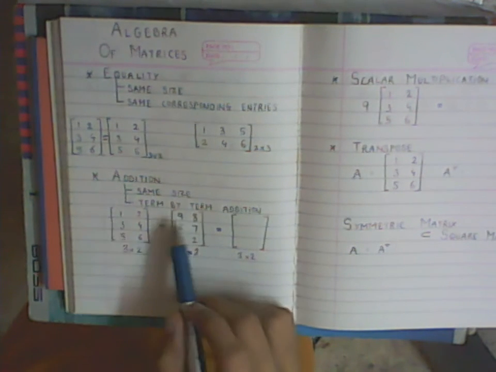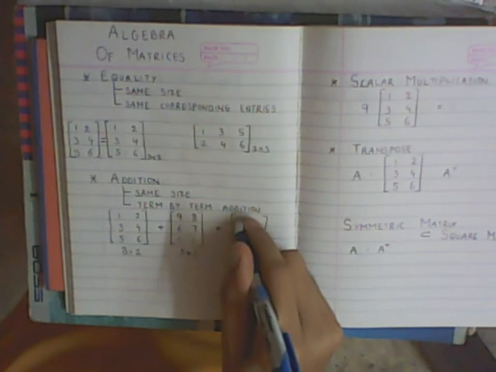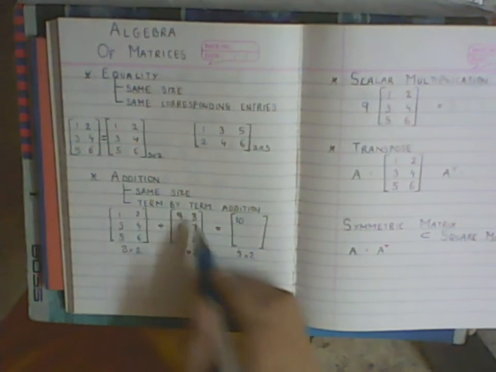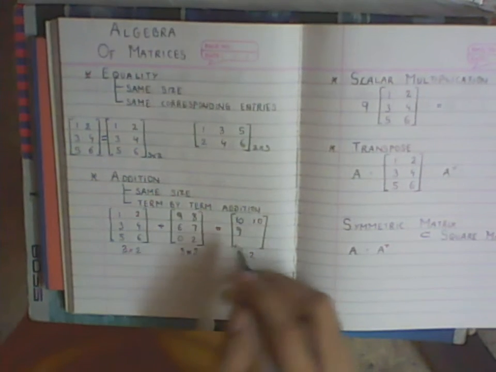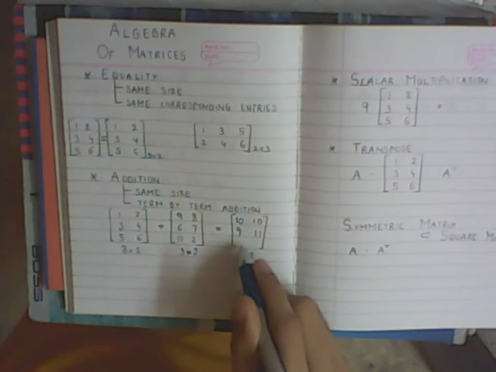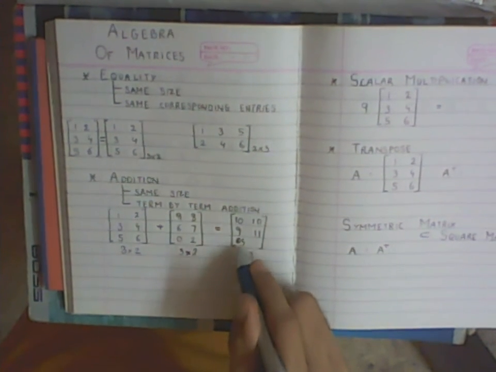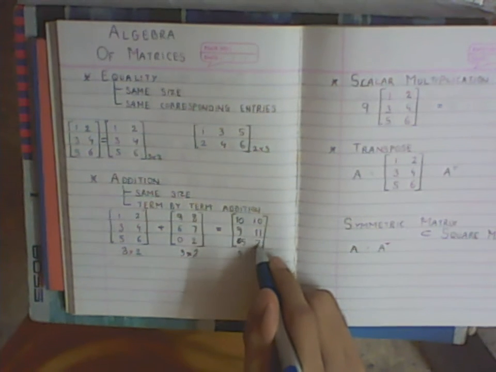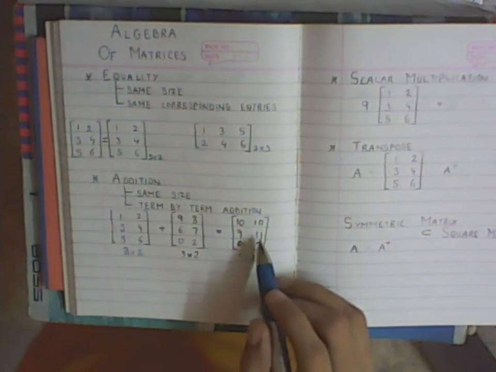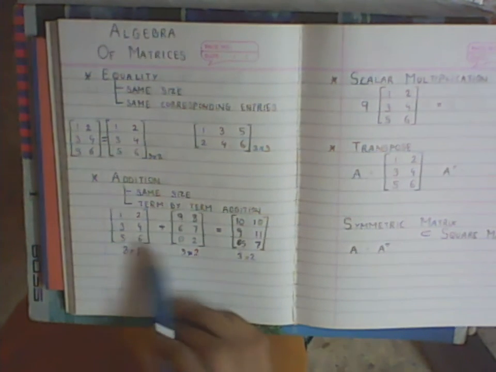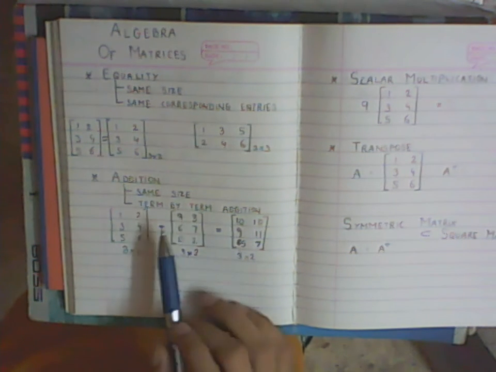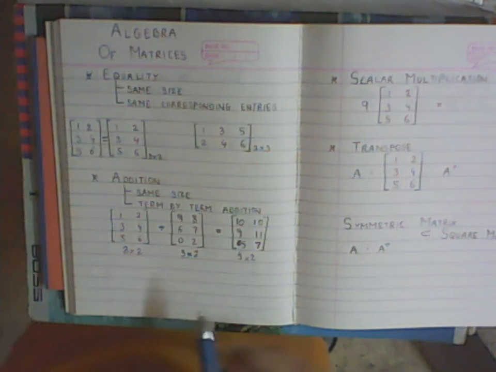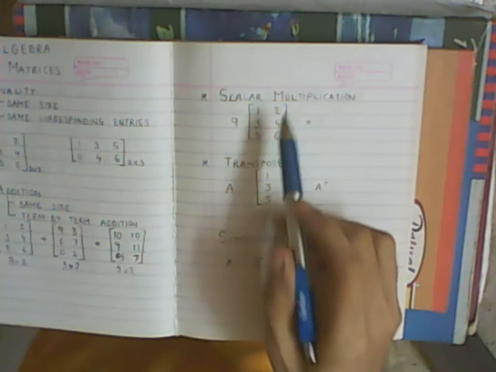So here if I have 1 and here if I have 9, the addition will give me 10, and similarly 2 here and 8 here, the addition gives you 10. 3 plus 6 gives you 9, 4 and 7 gives you 11, 5 and 0 gives you 5, and 6 and 2 gives you 8. So this is the matrix you get when you add these two matrices. Very simple definition. The only condition is that they have to have the same size, and the resultant matrix will have that same size.